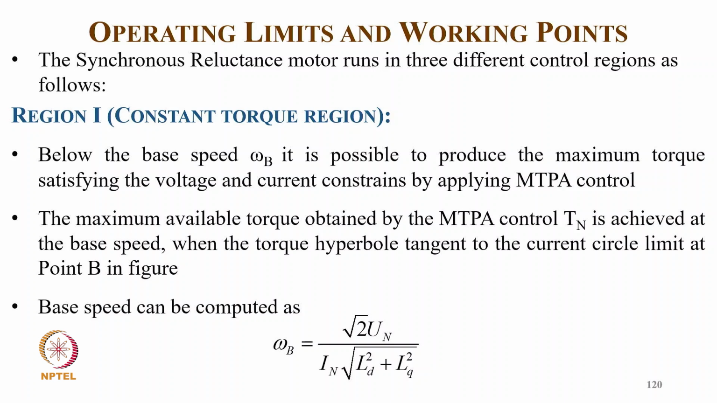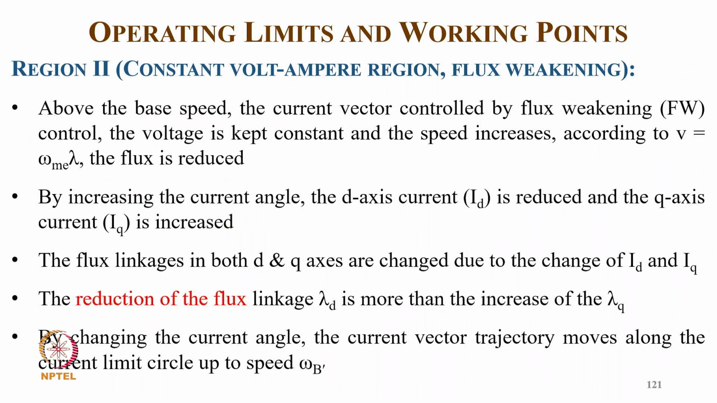Below the base speed omega b, it is possible to produce the maximum torque, keeping the voltage and current constant by applying MTPA control. The maximum available torque Tn obtained by MTPA control is achieved at the base speed, and the torque hyperbola is tangent to the current circle limit at point B in the figure. The base speed can be computed as omega b equal to root 2 U1 divided by IN under root LD square plus LQ square.